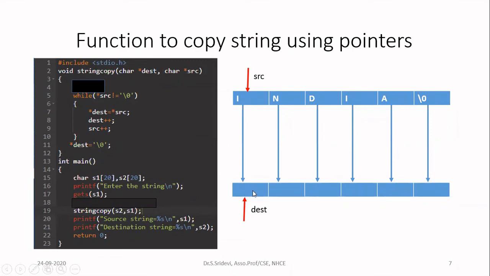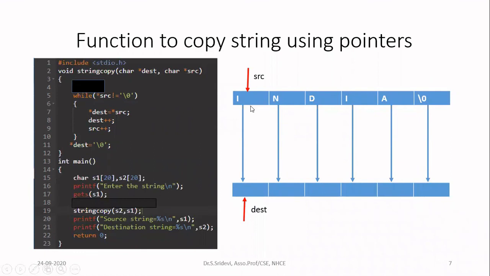Okay, so SRC is the address. I want the value there. So I am writing now star SRC. So star SRC will give you I. Now where you need to store this I is as star dest. Okay, if you write simply dest is equal to star SRC, you will be changing the memory address. I don't want to change the address. I want to change the value at the address. So write star dest is equal to star SRC. Now I will be copied to this particular memory.